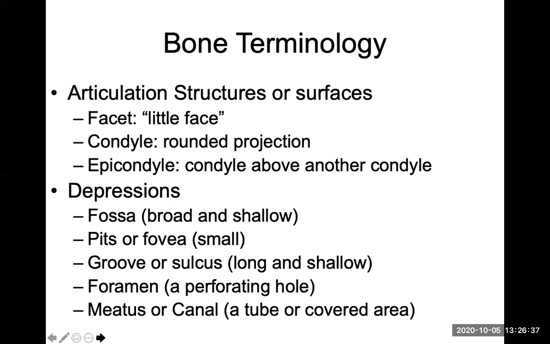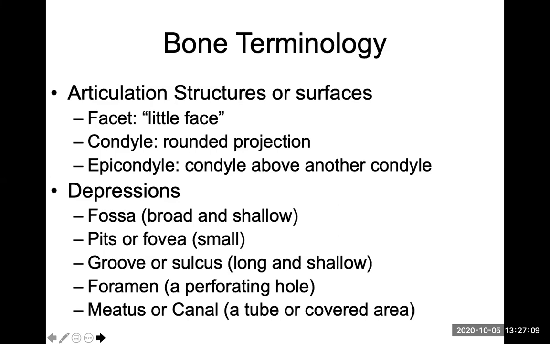Articulation simply means the surfaces where two bones come into contact with each other to form a joint. Those surfaces can be called facets, usually when the connection is like two structures fitting into each other. Facet simply means little face. You will see that in the vertebral column quite a few times as one vertebra sits on top of another.